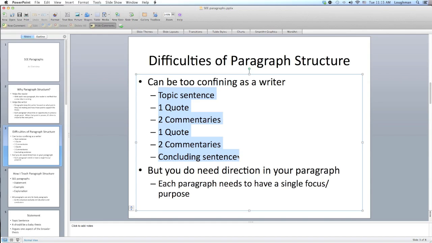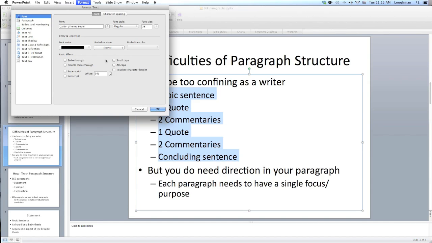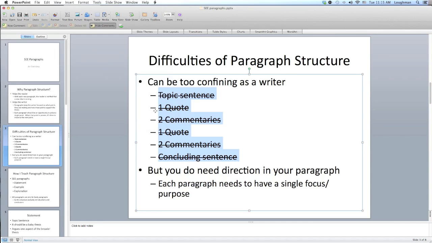And I think what I teach, the C paragraph, is not this. I'm actually going to cross this out so you can see that. I don't teach topic sentence, quote. I don't teach that. The C paragraph is a little bit more flexible to me. So the difficulty of paragraph structure is that it can be too confining, but you can't just ignore it, which it talks about down here. You just can't ignore paragraph structure because it'll confuse your reader.